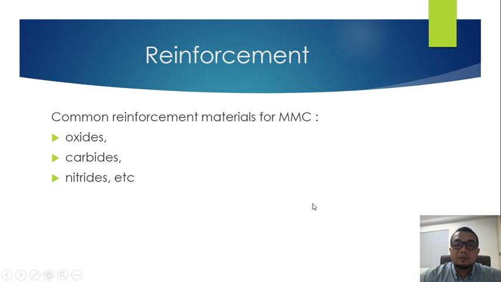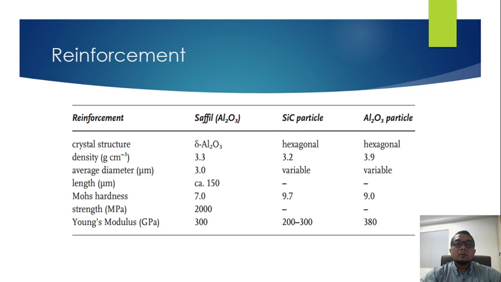Common reinforcement materials for MMC. It is not that other things are useless, but these are mostly used in MMC: oxide, carbide, nitride, etc. So this is the reinforcement. Examples of properties of reinforcement: sapphire, SiC particle and alumina particles. So these are the properties.